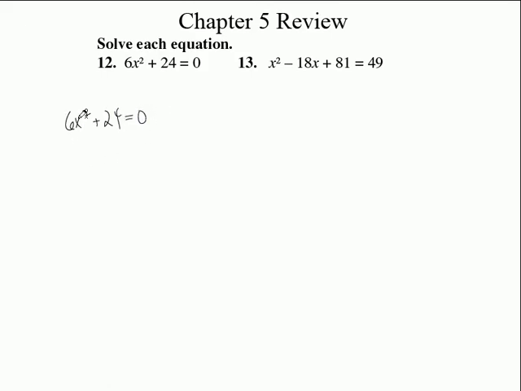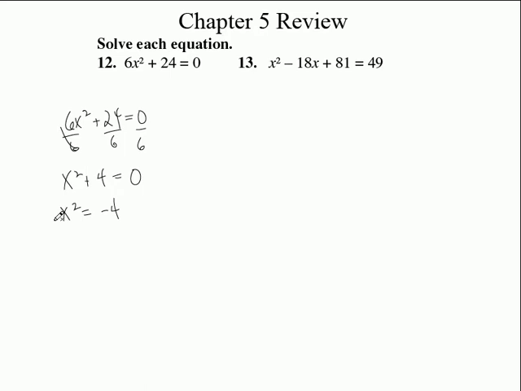You could look at it as either factoring out a 6 and then dividing it, or just dividing everything by 6. Let's just do that. Of course that cancels, so x squared plus 4 equals 0. Alright, so let's try to solve for x. Subtract 4 from both sides, so x squared equals negative 4.